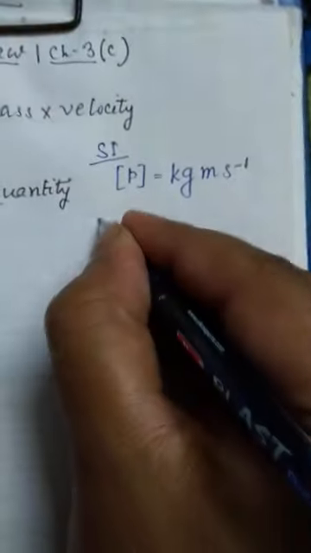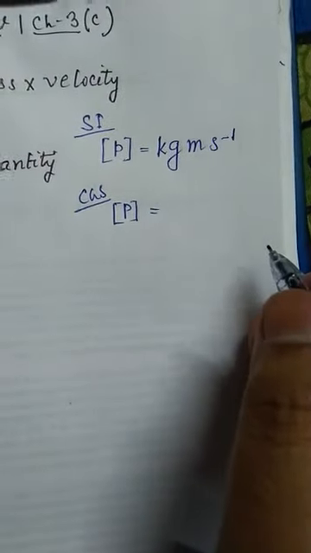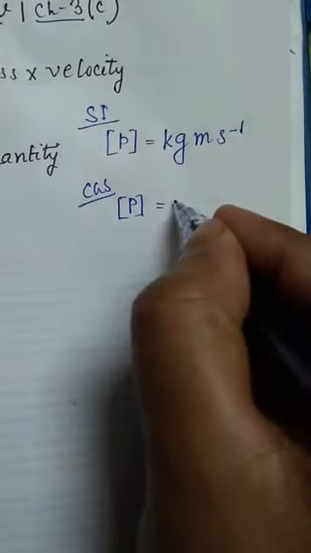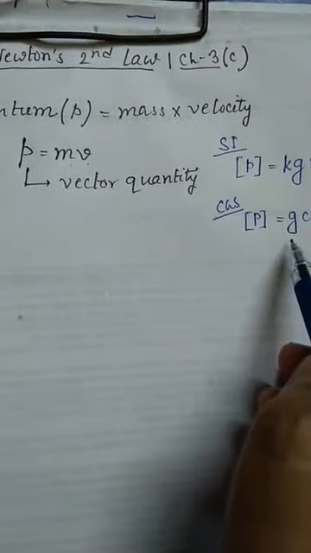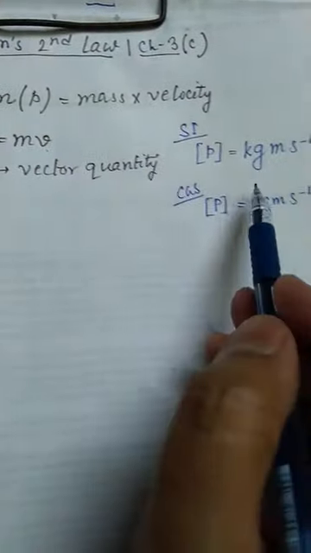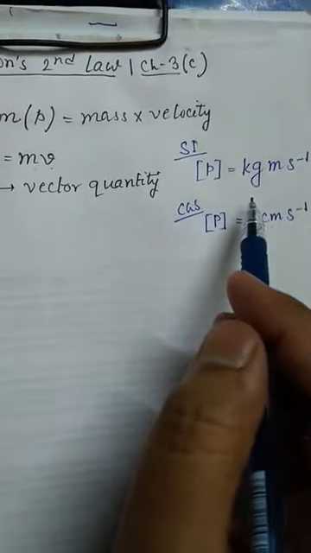What will be its CGS unit? You have to calculate it. Pause the video and calculate it. Okay, I hope you have done it. It is gram centimeter per second, because gram is the unit of mass and centimeter per second is the unit of velocity. So these are the units of linear momentum.